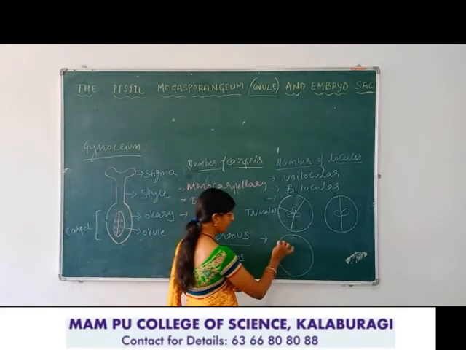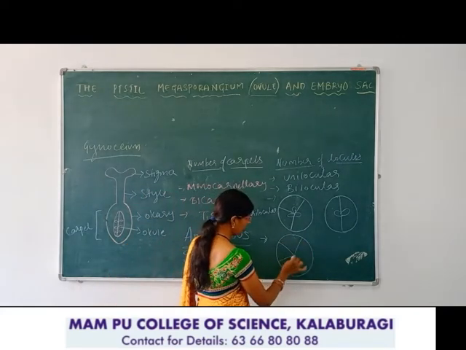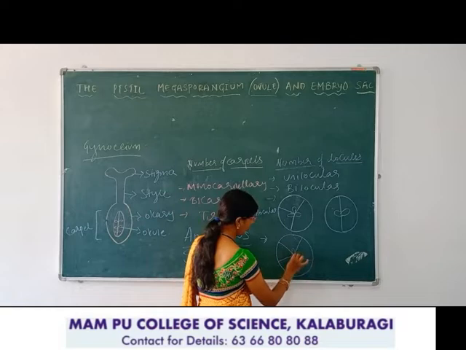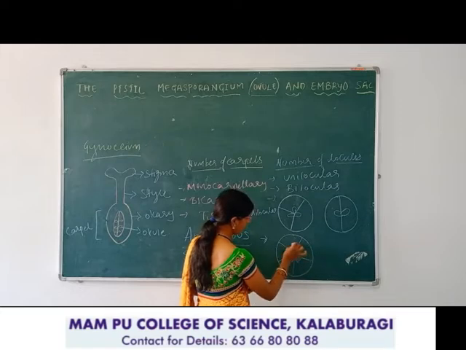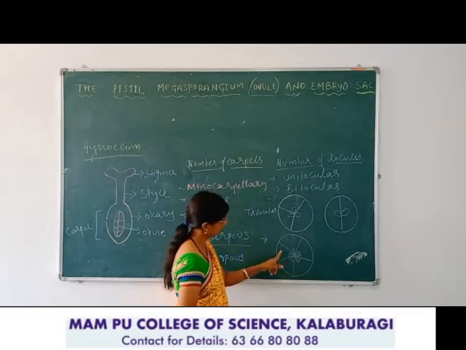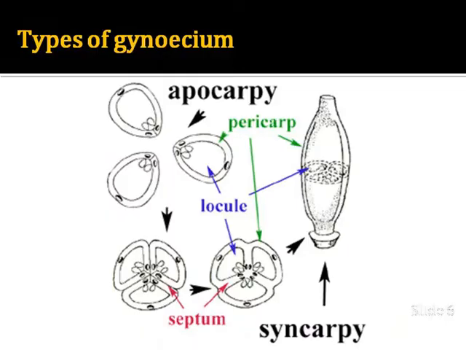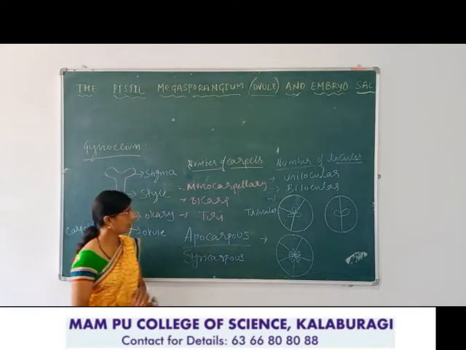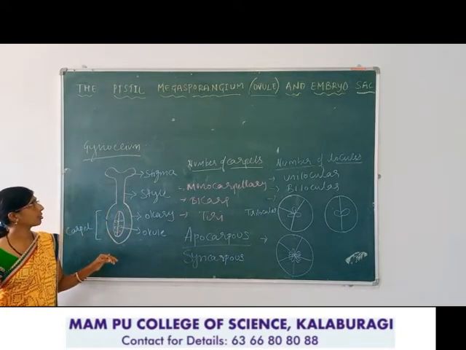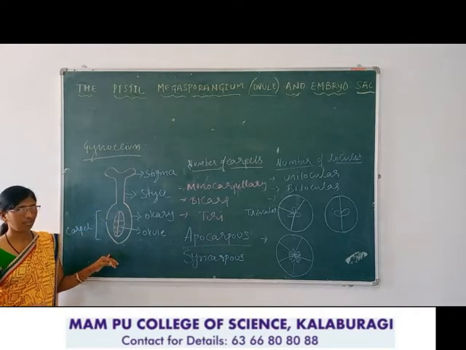So in that they are having 5 chambers, 5 locules. 1, 2, 3, 4 and 5. 1, 2, 3, 4, 5. This 5 locule or 5 chamber is called pentalocular. So the number of locules and the number of carpels, and this is the structure of the gynoecium or pistil.